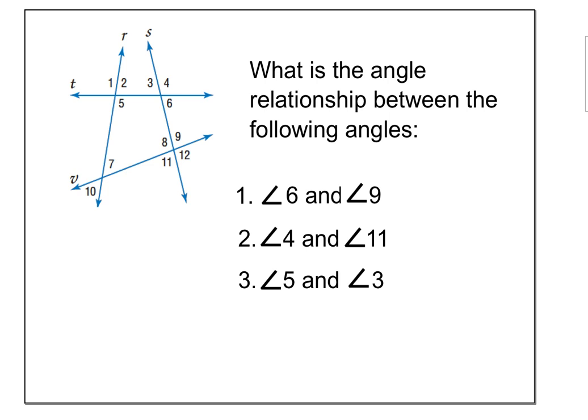So angles 6 and 9 are inside of these 2 lines, which means they're interior, and they're both to the right of that other line, this green one right here. So those would be consecutive interior.